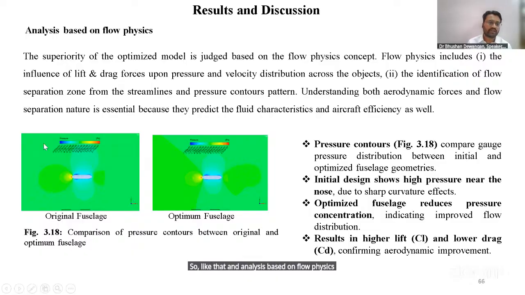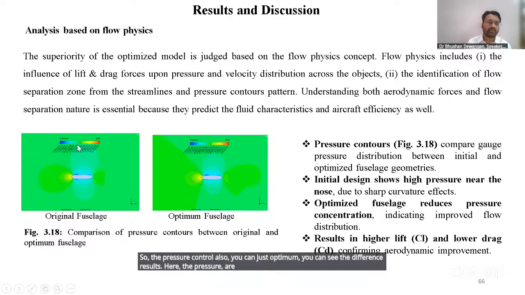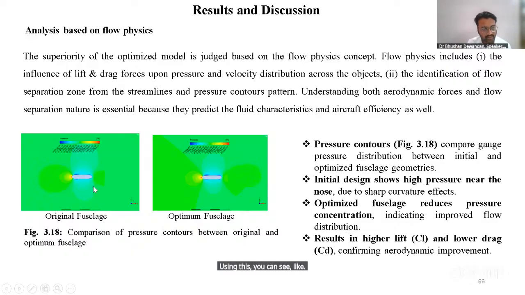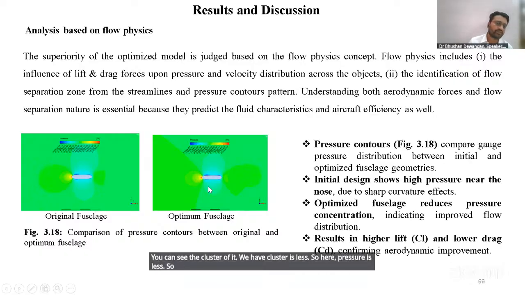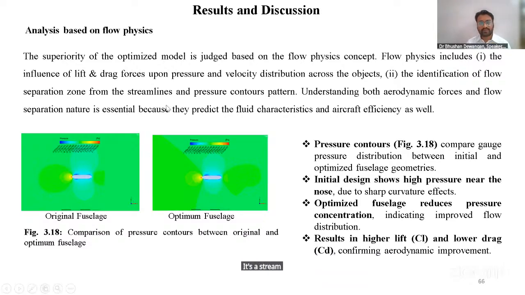Here you can see the pressure contour, and with the optimum design you can see different results. The pressure is very much less compared to before, when the pressure was very large. You can see a little bit of light gray and blue, and the cluster of it. Here the cluster is less, so the pressure is less. If the pressure on the structure is less, you can say it can sustain the conditions we considered in the simulations.